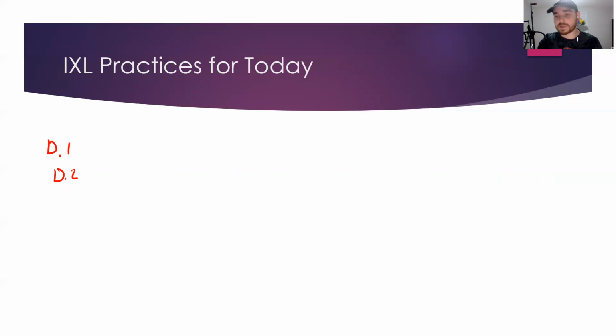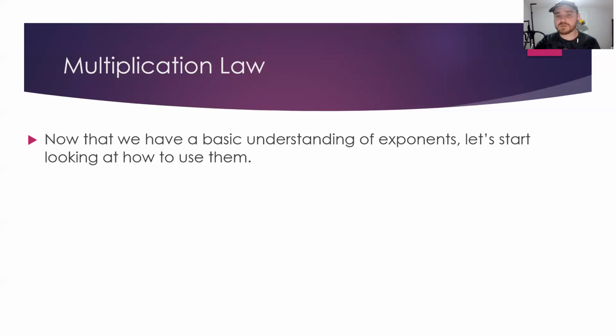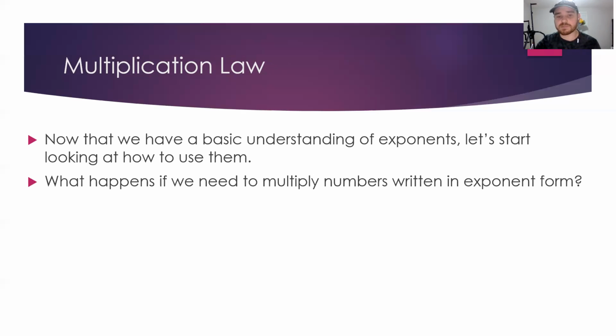But I'm going to go ahead and go through the next 2 things here as well, and then we'll be done for what we're going to do this week in class. So next up, we have multiplication law. Sometimes when we're using exponents, we end up having to multiply them. For example, let's say we have 2 squared times 2 to the third.